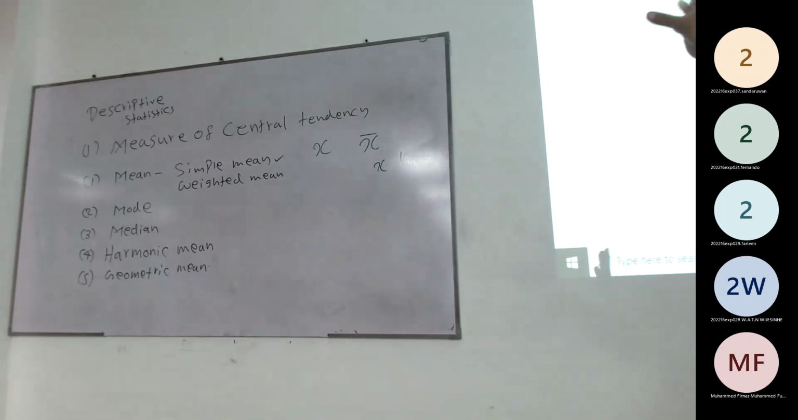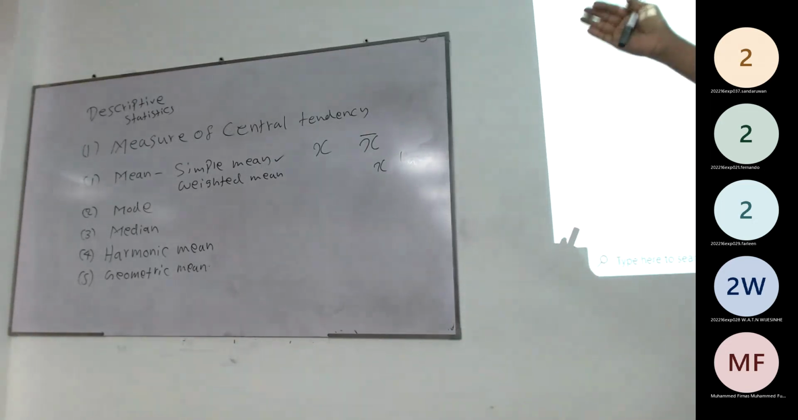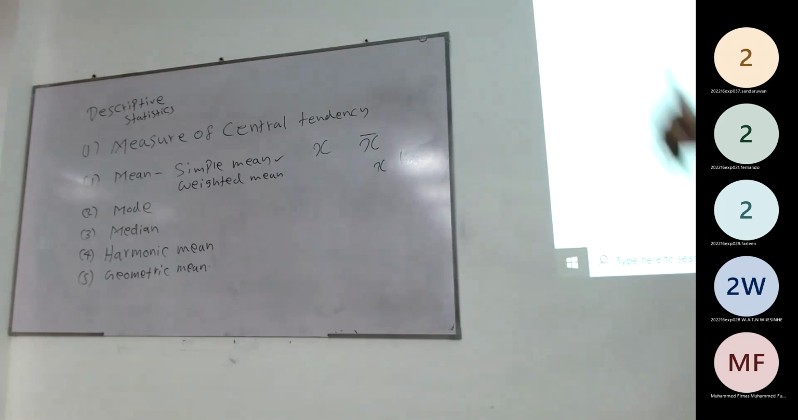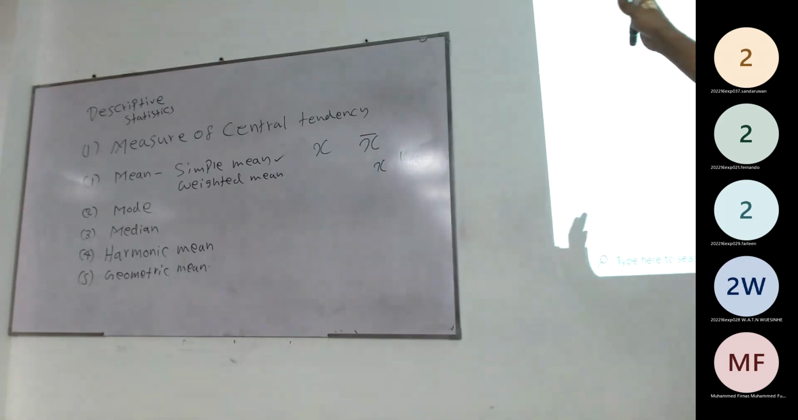Right, when you are calculating the simple mean, you need to calculate it for a set of observations as well as for a group frequency distribution. Both you need to calculate. Simple mean, mode, median, other measures, you need to calculate for different purposes.